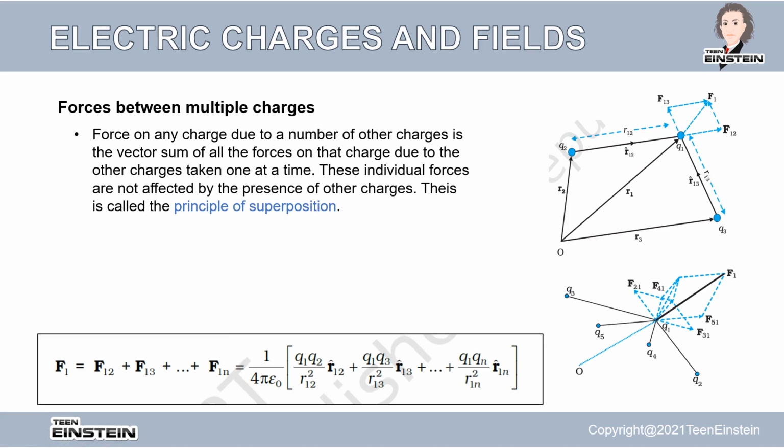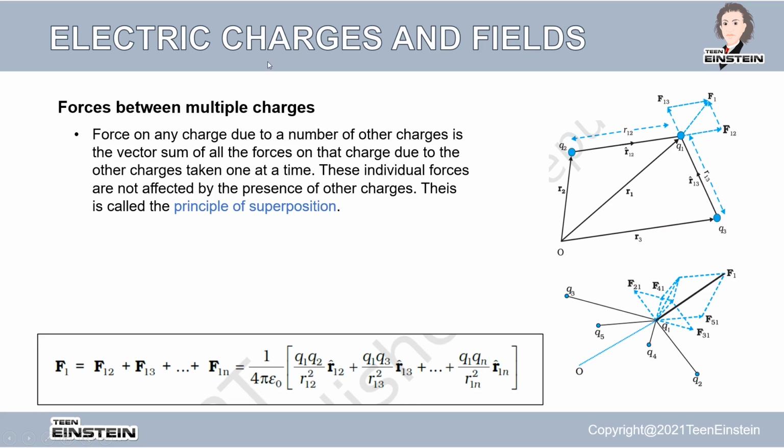Okay. So far we talked about what happens with two charges. Now what if there are more than two charges? We are going to use a principle called the principle of superposition. So how do we use this? The force on any charge due to a number of other charges is the vector sum of all the forces on that charge due to the other charges taken one at a time. These individual forces are not affected by the presence of other charges. This principle is called the principle of superposition.